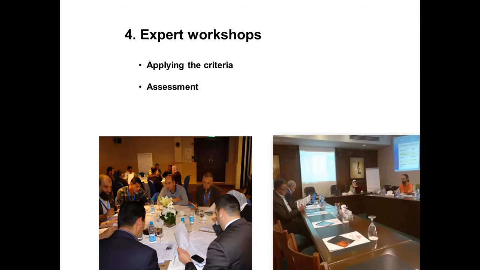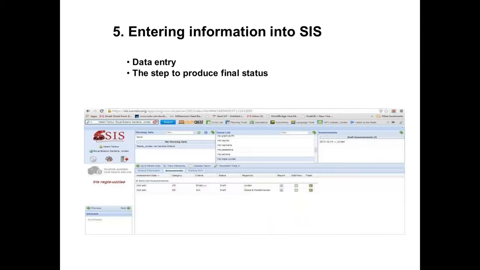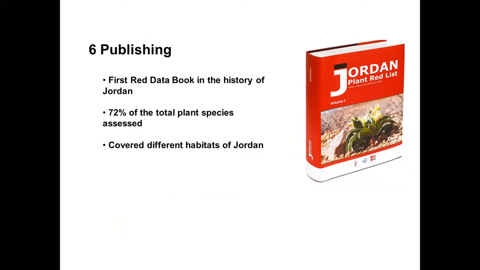National experts were brought together in a workshop to review the data collected and to provide their assessment of each species. During the workshop, criteria were applied and assessment results were achieved. This was followed by entering data into the SIS, the Species Information System, as a step to produce the final result. So all Red List data is now available on the SIS website. The final step is publishing the Red List.